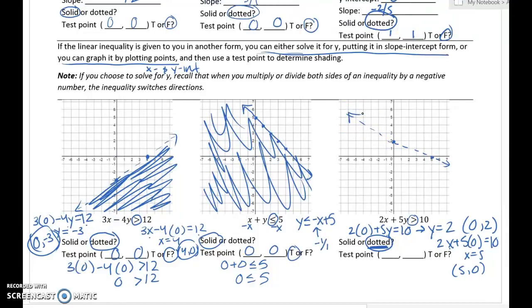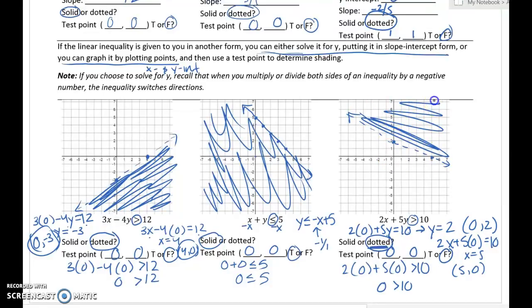And lastly, we do our test point, 0, 0, and keep in mind, if I haven't mentioned, you could use any test point you want, but 0, 0 is a lot easier to plug in than most numbers, such as you could do negative 2, negative 6 if you really wanted to, but that would take you more time. So we typically go 0, 0, or 1, 1. So let's see if 2 times 0 plus 5 times 0 is greater than 10. Is 0 greater than 10? Nope, definitely not. False. So we go above where 0, 0 isn't.